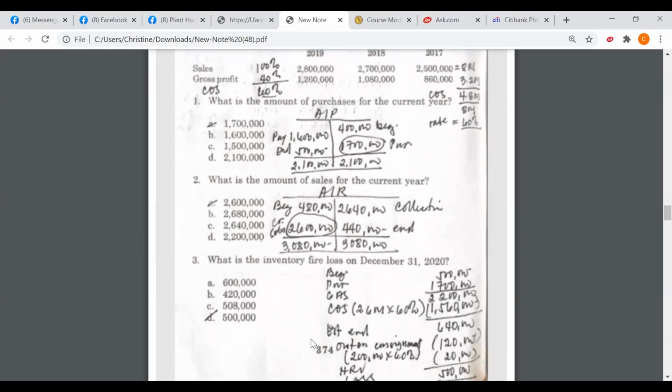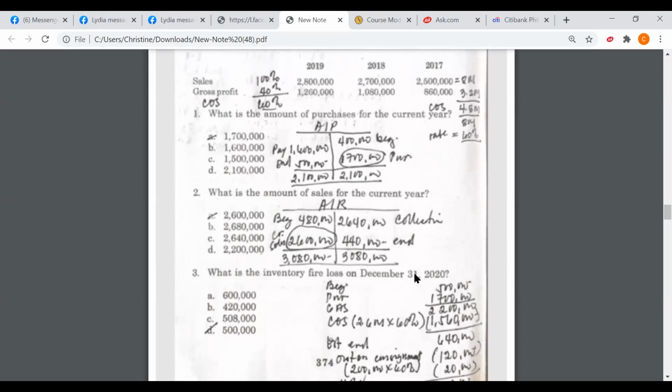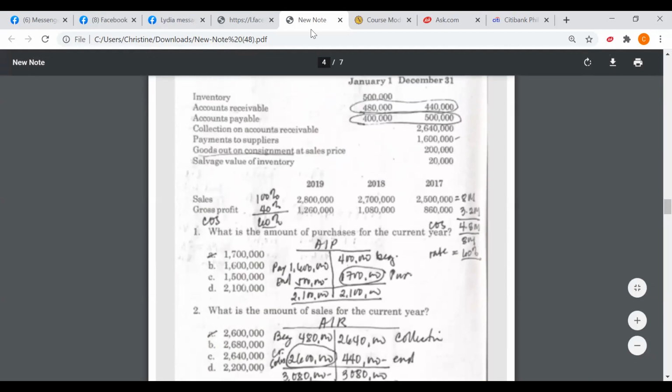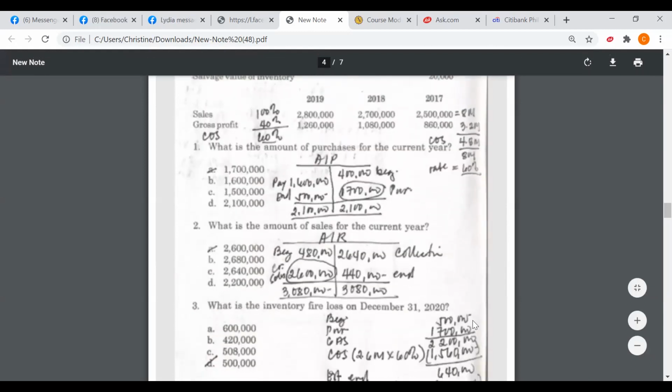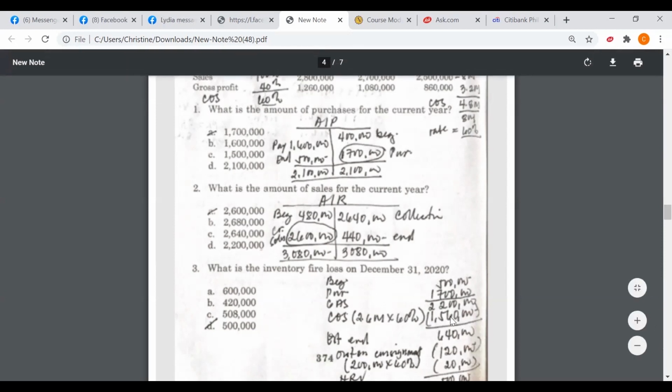Okay, so as computed, what is now the fire loss? So we will compute now the GAS. Your GAS is of course your beginning inventory as given here, 500,000 beginning, plus your purchases as computed in number 1, that's 1.7, that makes your GAS of 2,000,002. While your COS, of course, is your sales of 2.6 multiplied by 60%. So again, here is the 60%, your cost rate. So that makes your 1,560,000.